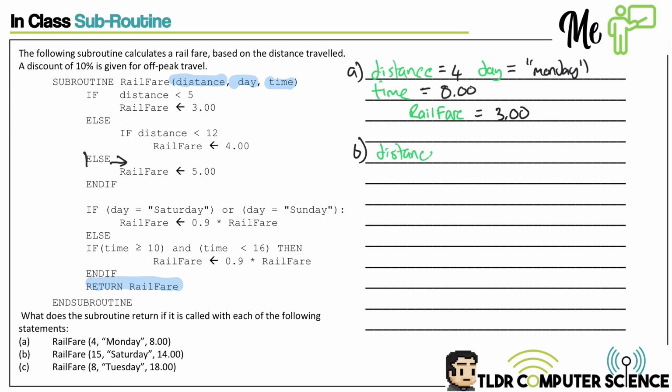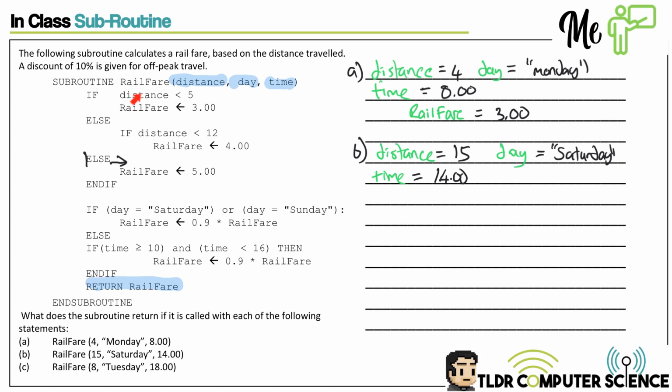For B, we've got distance, day, time. So what is the distance for B? 15. What's the day for this one? Saturday. There you go. And the time is 14. There's a teachable moment here that I haven't talked about: distance, what data type do you reckon that is? Integer, because it's a whole number. Saturday, string, and this one here, real number. In fact, distance is integer, day is string, and time is real number.